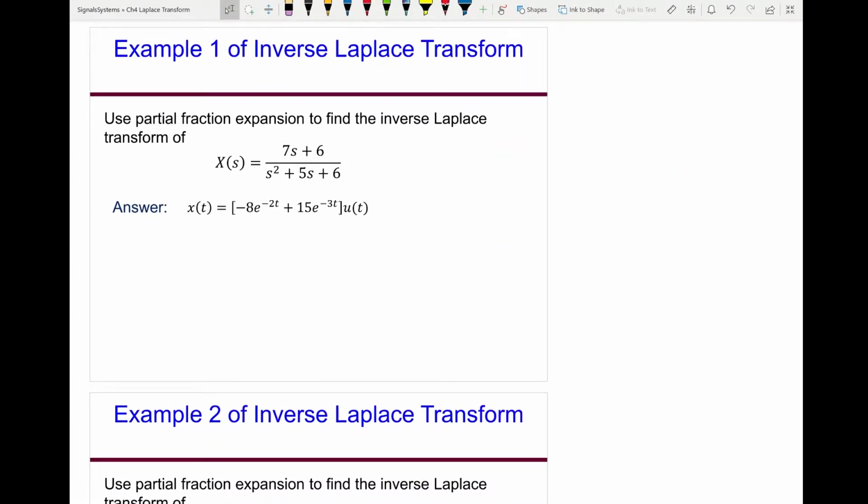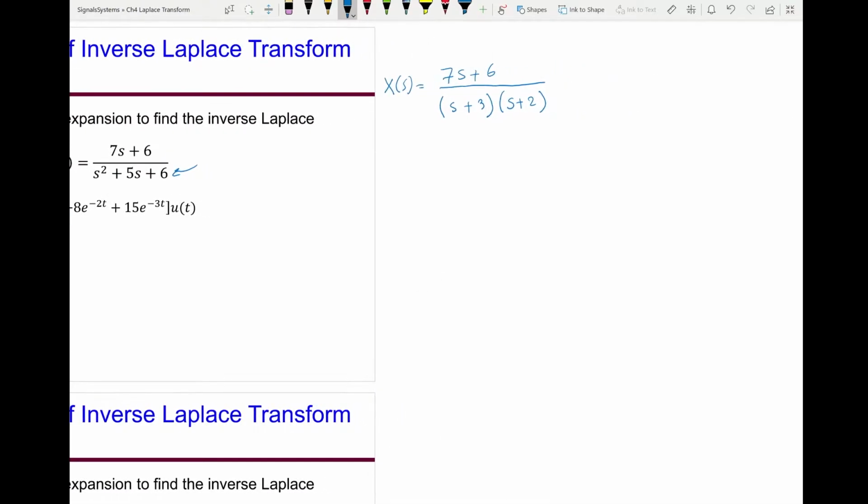Let's assume you have a signal in the Laplace domain, x of s, and I want to know what it equals in the time domain. So we need to find x of t. The first step is to factor out the denominator. So x of s equals, and in the denominator I will factor it as s plus 3 times s plus 2. Now I can make this equal a over s plus 3, plus b over s plus 2.